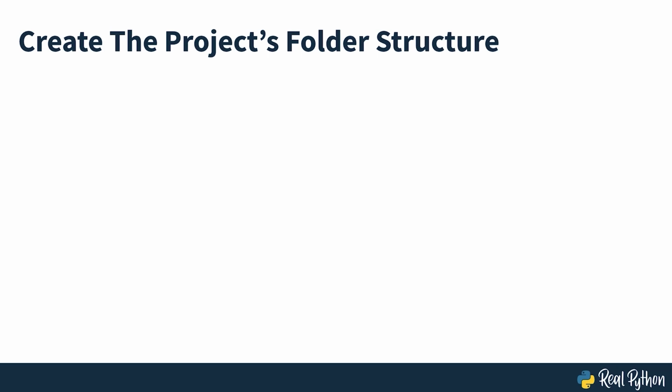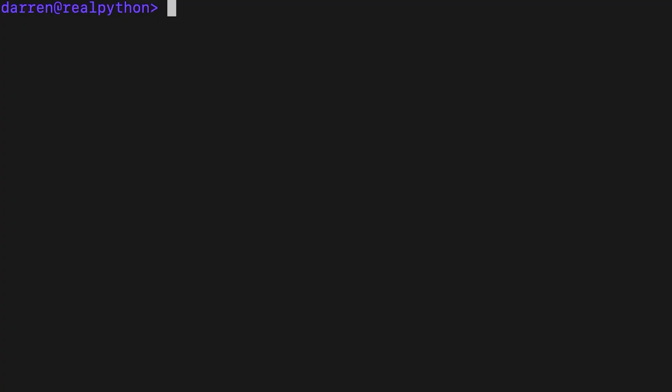First, you'll create the project structure. You can name the root folder of your project in any way you like, but on screen, you'll see it named URL Shortener Project. The root folder will be your working directory.